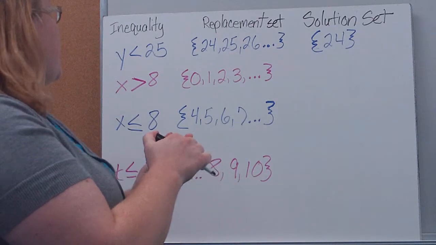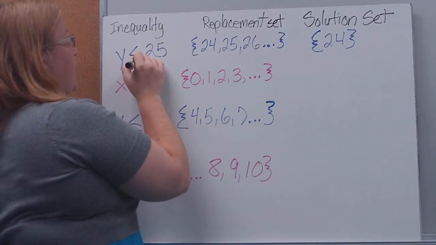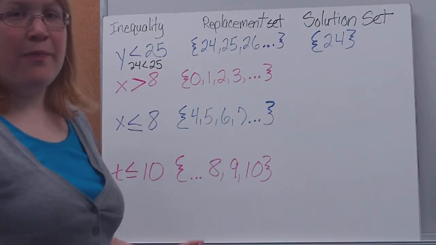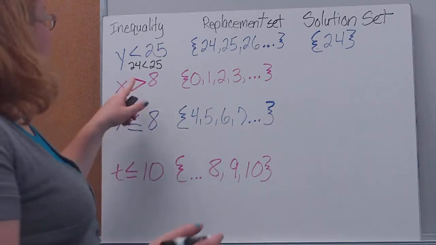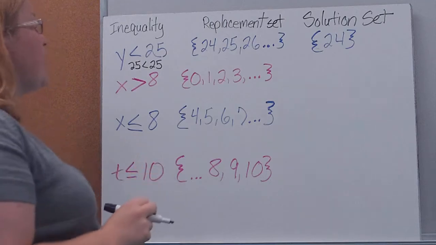So for example, I just take this, y is less than 25. First number I'm going to put in is 24. 24 is less than 25. Is this a true statement? Yes, 24 is indeed one less than 25. So we're just going to keep basically erasing this number and plugging our other number in. So now look at 25.